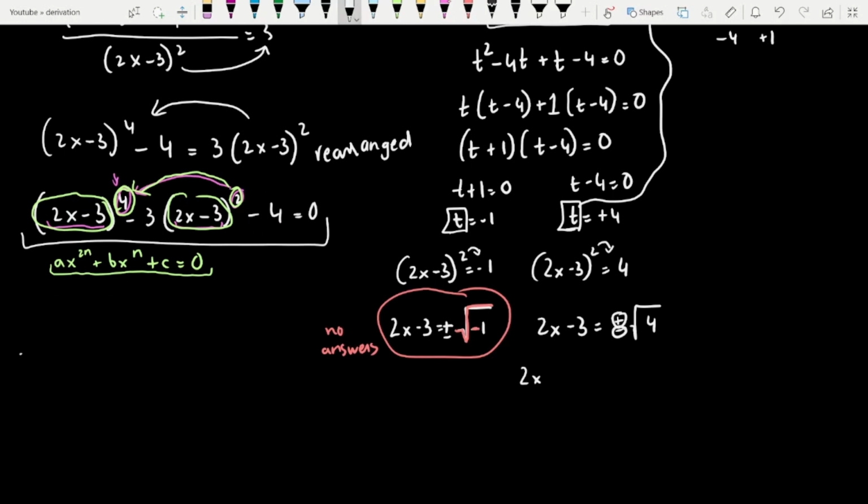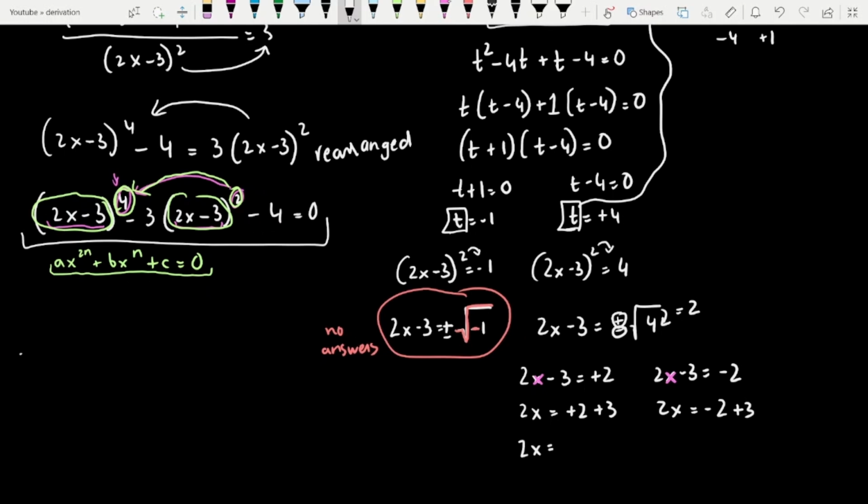And over here we're going to basically get two answers. One's going to be for the plus sign, one's going to be for the minus sign. We know that square root of 4 is equal to 2, so it's going to be 2x minus 3 is equal to positive 2, and 2x minus 3 is equal to negative 2. And then remember, we're trying to find the x, right? So we're just going to make x the subject in both of these equations. So this is going to be 2x is equal to plus 2 plus 3, and this is going to be 2x is equal to minus 2 plus 3.